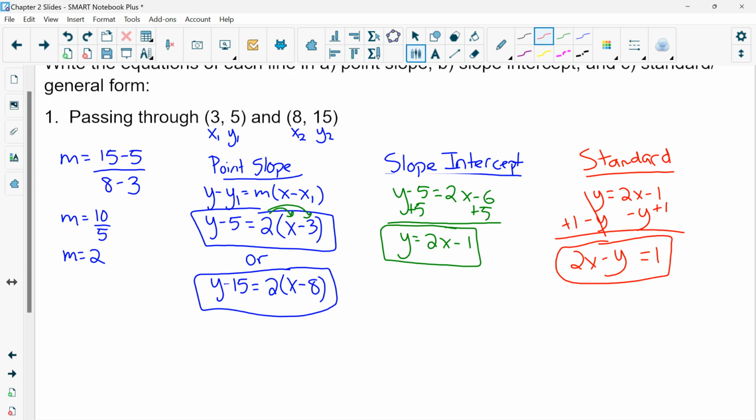Again, double checking standard form. All your coefficients have to be integers, meaning non-decimals. 2 is not a decimal. This is -1, not a decimal. This is 1, not a decimal. And my coefficient of the x has to be positive as well. So that is 2. That works. All right, we'll do one more of those, and you'll get some time to practice, and we'll move on after that.